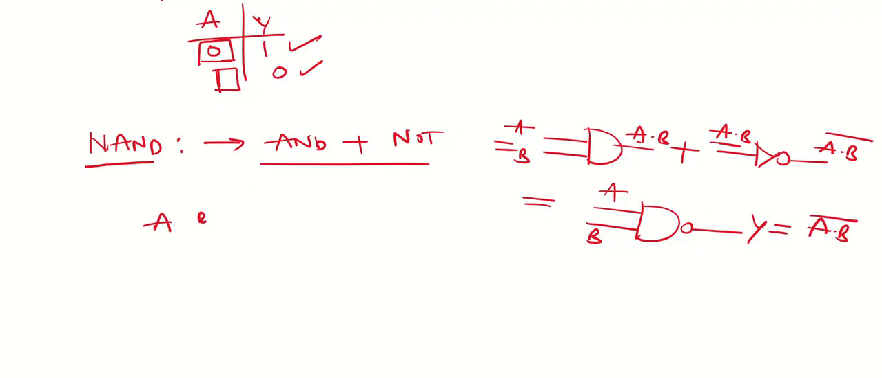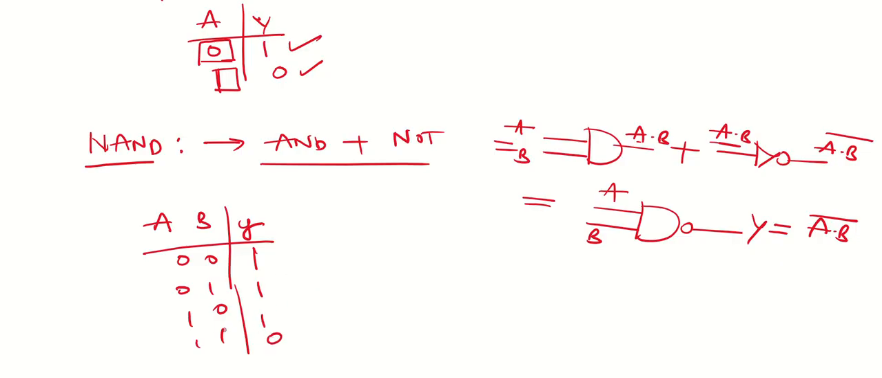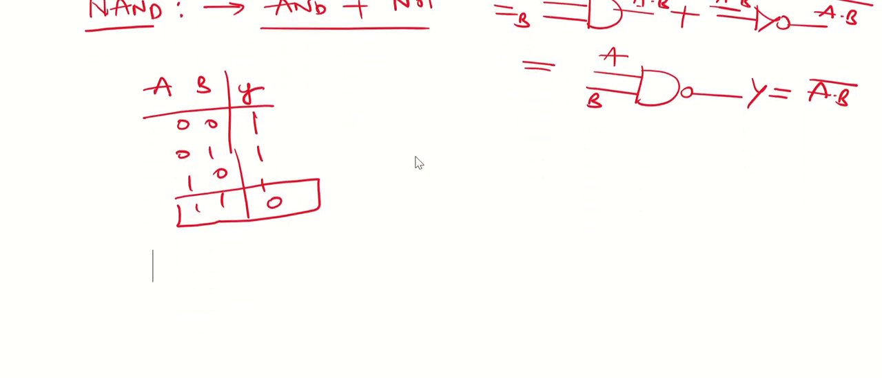To take the truth table, it has two inputs: 0 0, 0 1, 1 0, 1 1. So it is the NAND gate, the exact opposite of the AND gate. In the AND gate, if both inputs are 1, output is 1. But in the NAND gate, if both inputs are 1, output is 0. Let's come to the next gate, the NOR gate.